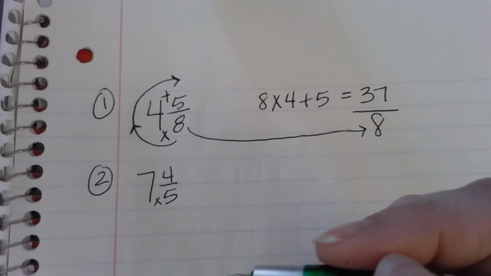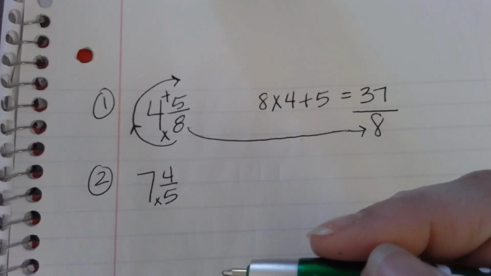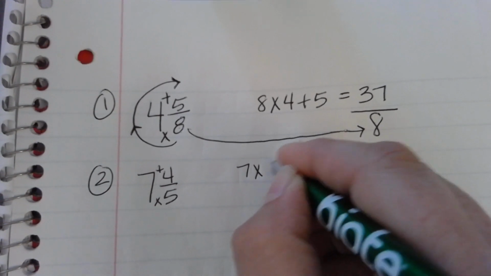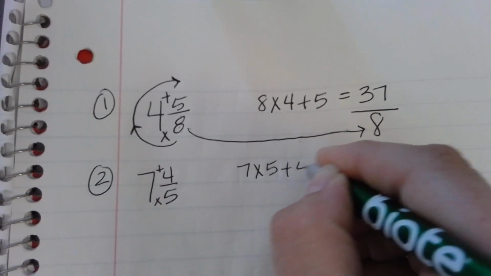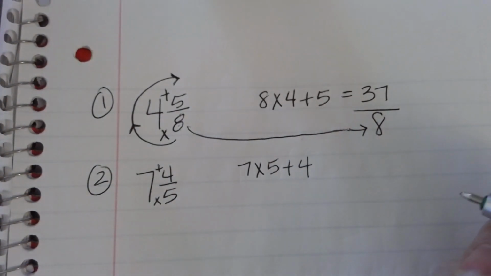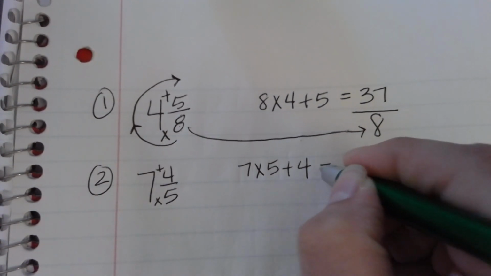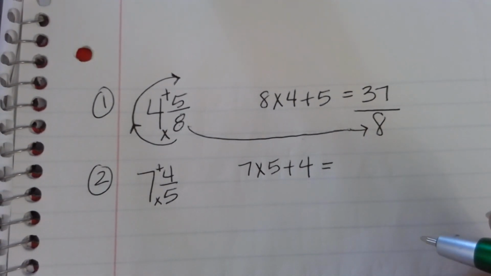And then what do we do? And then plus 4. So 7 times 5 plus 4. Give me a thumbs up if you got that far. Okay. Awesome. And Eden, what did you get for that number? 39 over 5. Anybody else have something different?